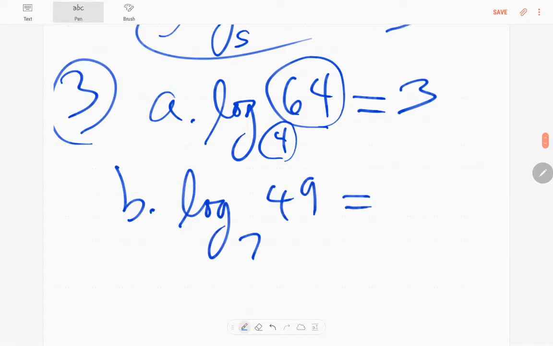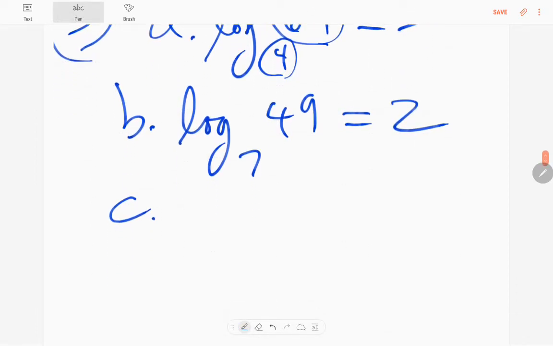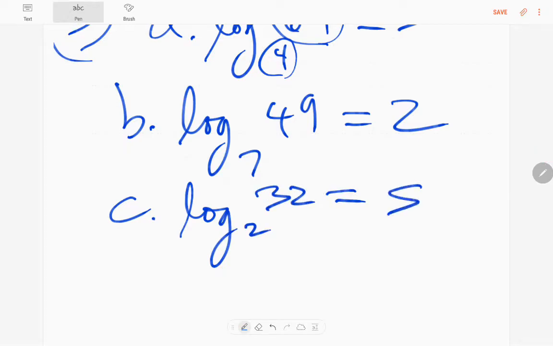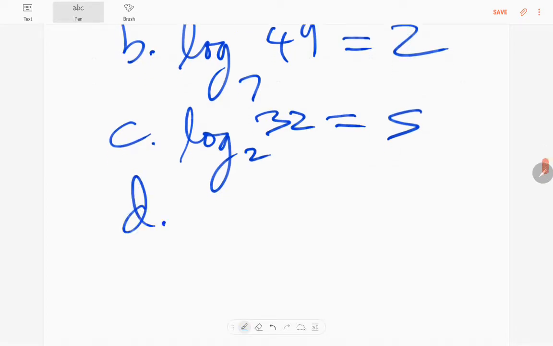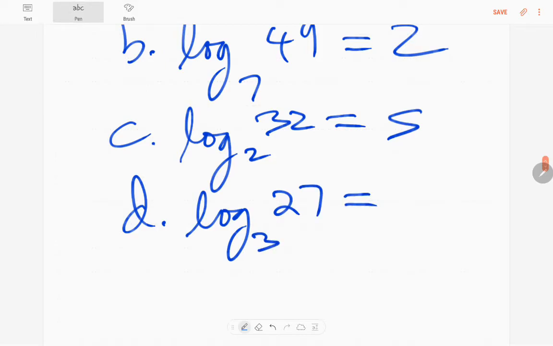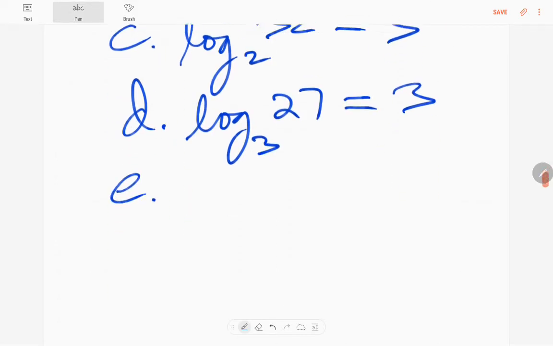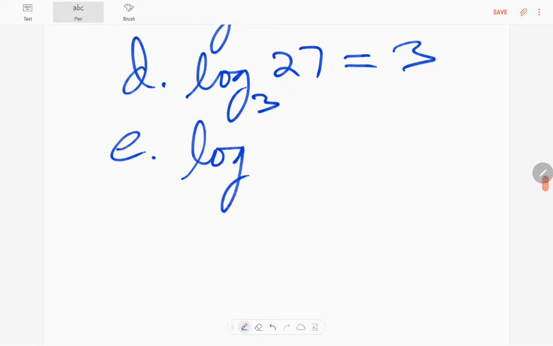What do I have to raise 7 to get 49? The answer is 2. Two to what power is 32? The answer is 5. You can use a calculator to check. 3 to what power is 27? The answer is 3. 4 to what power is 64? The answer is 3.